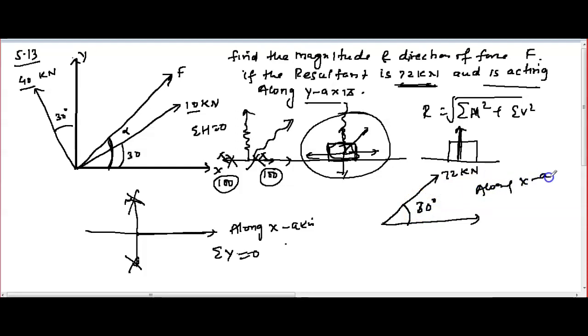So at that time, what are the horizontal forces? The horizontal resultant, Rx. I am taking this as horizontal, so Rx will be 72 cos 30, and here the summation of Ry will be how much? 72 sin 30. Getting here?